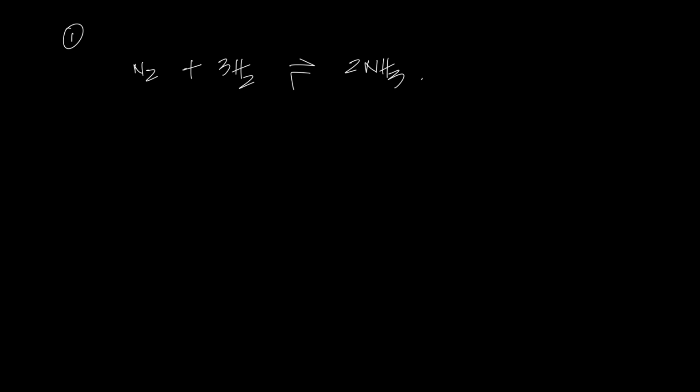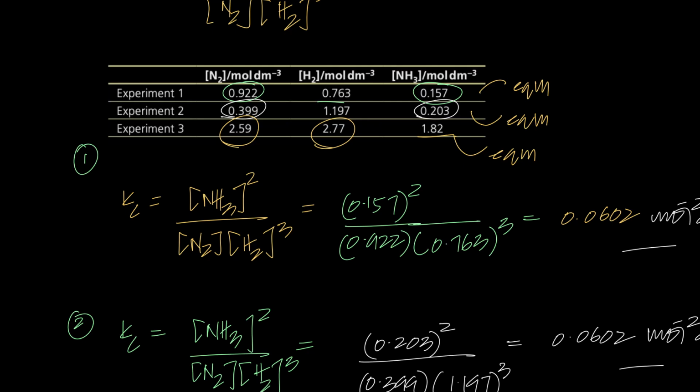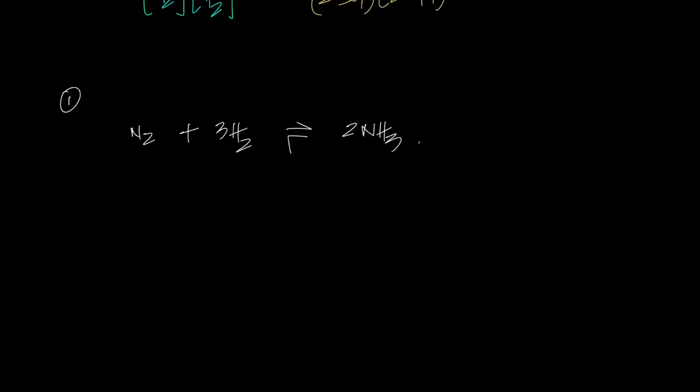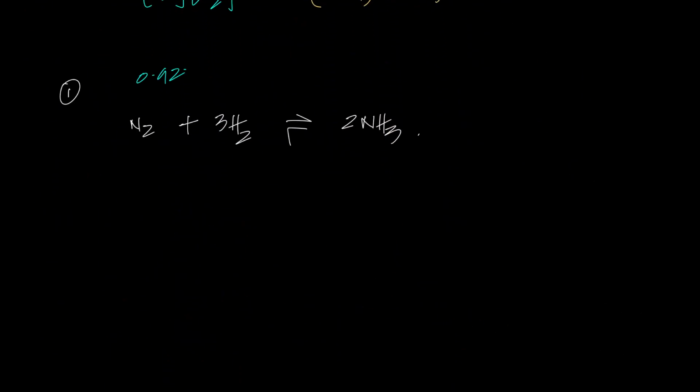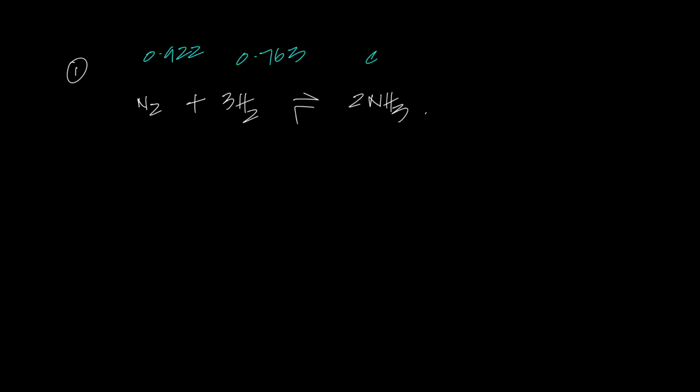Can you guys calculate? I'll just use the experiment 1 data, which is 0.922, 0.763, and what else? 0.157. Can you guys calculate the Kc for this, please? Right? How do you do this?